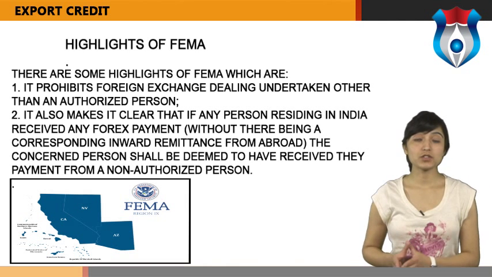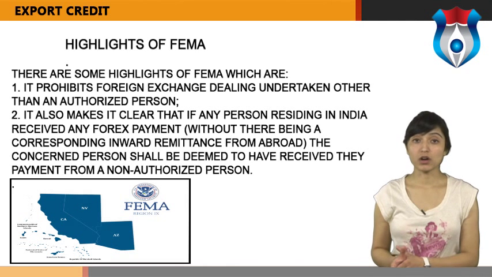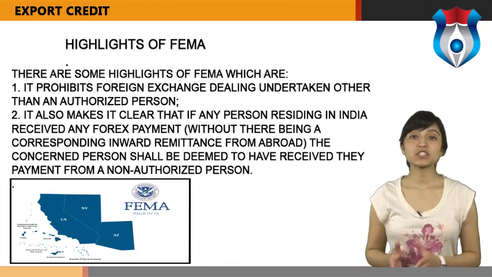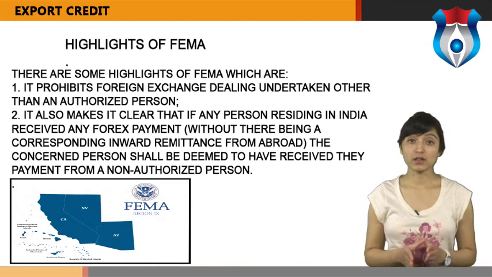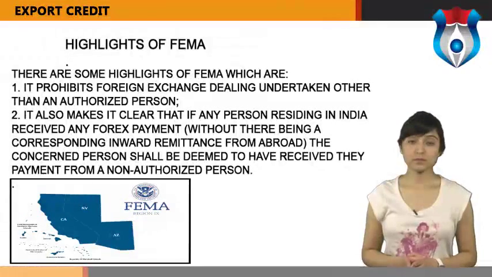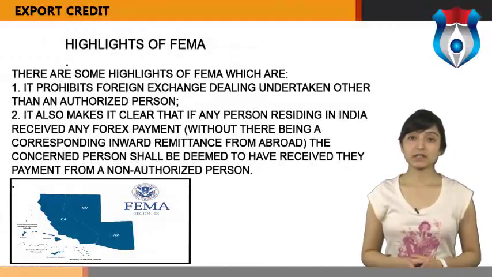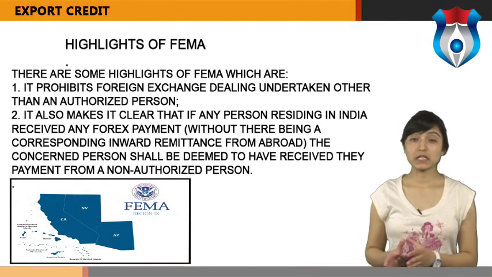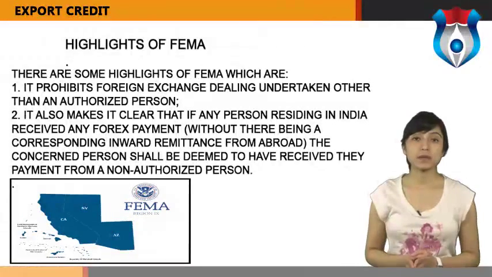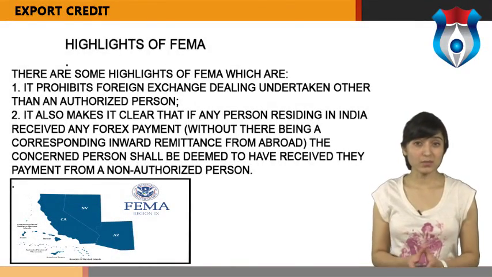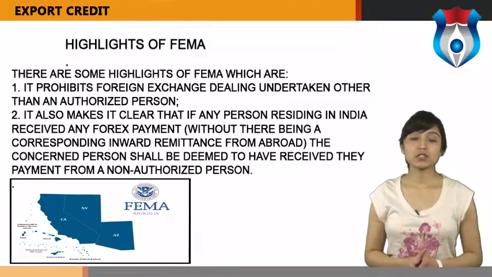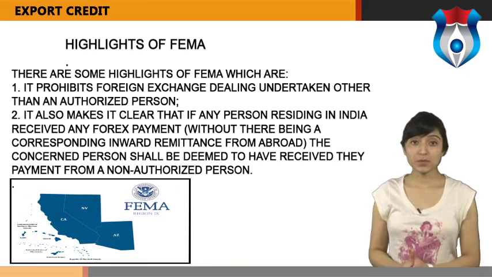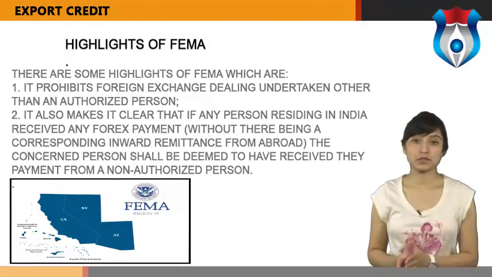There are some highlights of FEMA, which are: it prohibits foreign exchange dealing undertaken other than through an authorized person. It also makes it clear that if any person residing in India received any forex payment without there being a corresponding inward remittance from abroad, the concerned person shall be deemed to have received their payment from a non-authorized person.